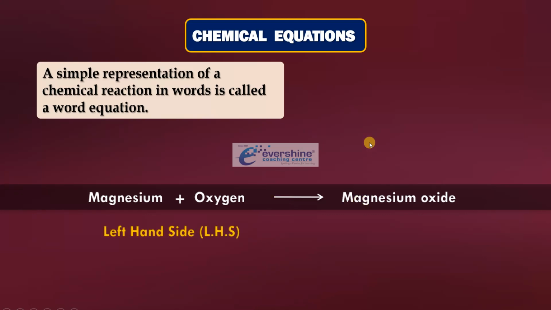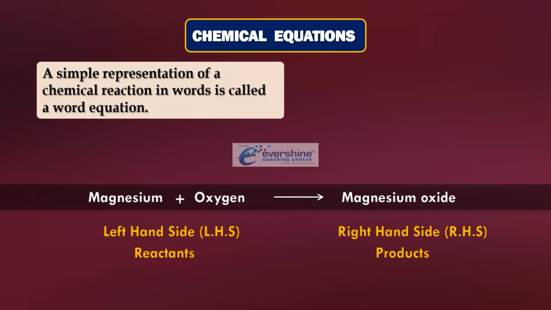That's nothing but this is called our LHS, that is left hand side. This left hand side is going to become the reactants. What is it called? Left hand side, what do we call them? Reactants. Now this left hand side is converting into the right hand side. So what is this right hand side?